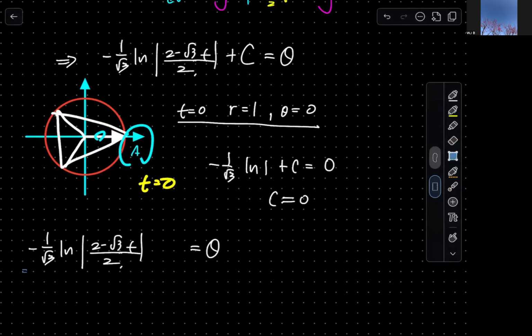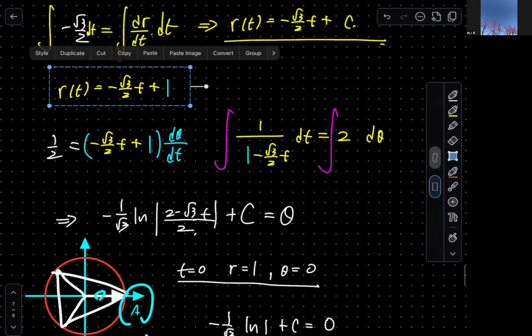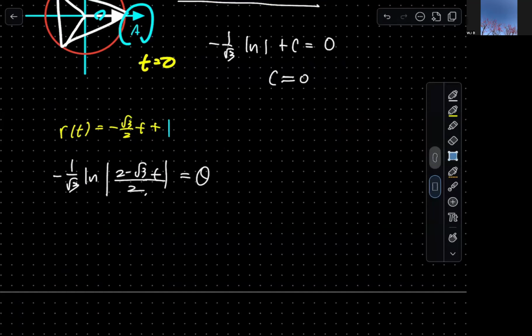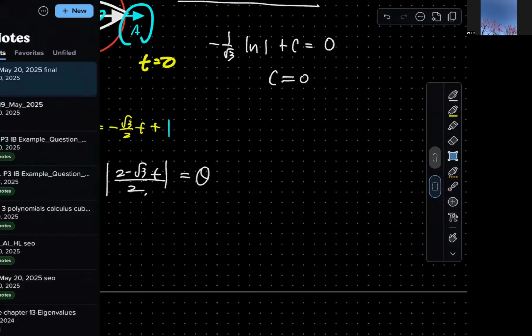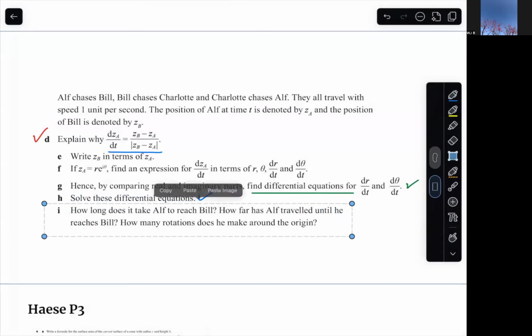So now you got the solution for the radius and then the angle. The radius was this linear progression, and then the angle is given by the logarithmic. Okay, so that is great. So we found the solution for the h. Now let's go for the I.